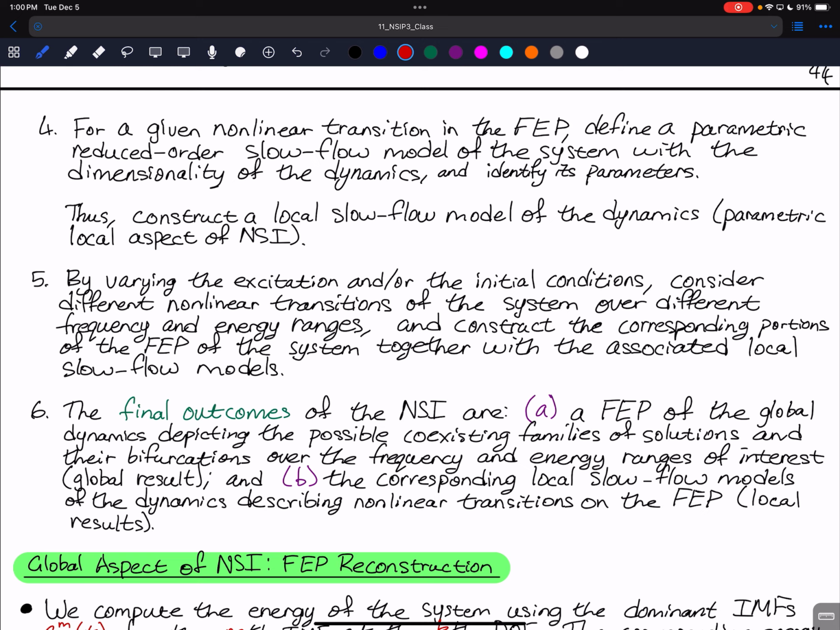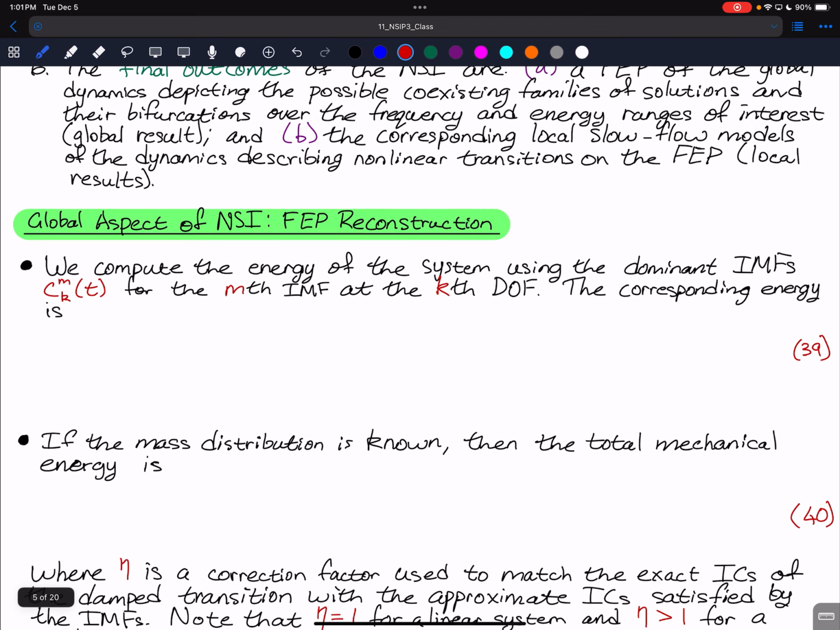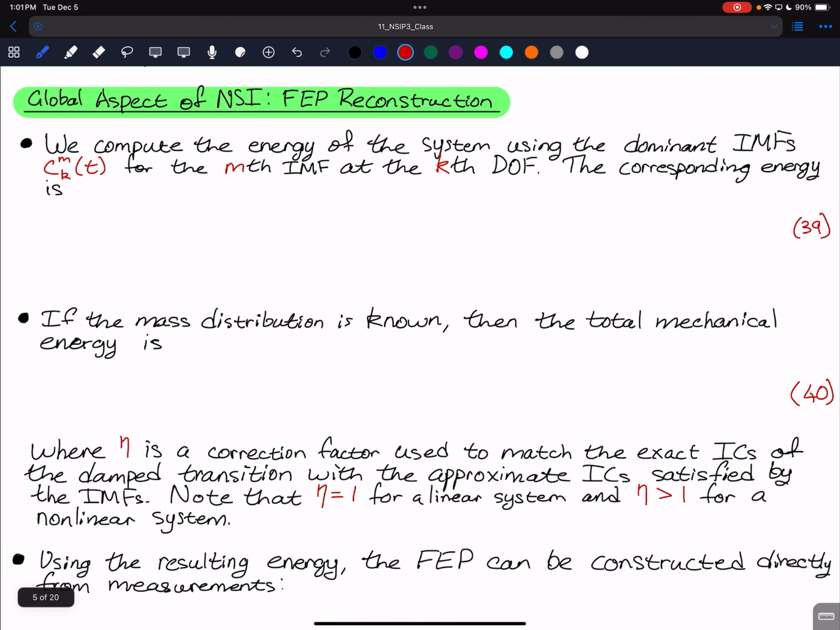And then on top of that, you also have some type of local slow flow models that will describe how nonlinear transitions occur in the FEP, as well as how different modes will interact with each other and what the conditions for those are. Okay, so we're going to go through the global aspects of this, and then I have a picture on the next page, and then we'll talk about the local aspects. We'll take a look at a summary of this method, and then we'll see, I think, 2 examples of how it works. Okay, so starting with the global aspect, we're now looking at how to reconstruct a frequency energy plot.